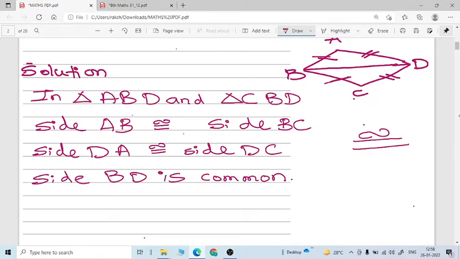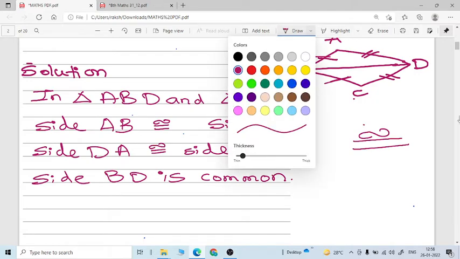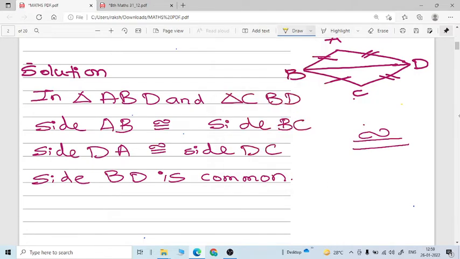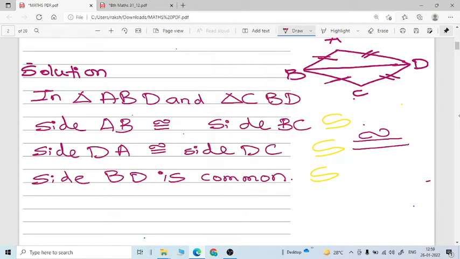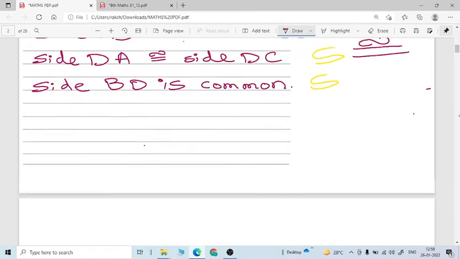Okay, so now which test should be the same? One side is done, the first side. Let me highlight this so you can get a clear understanding. This side, this also side, common side, this also side, means SSS test. Okay, SSS test. Side, side, side test.